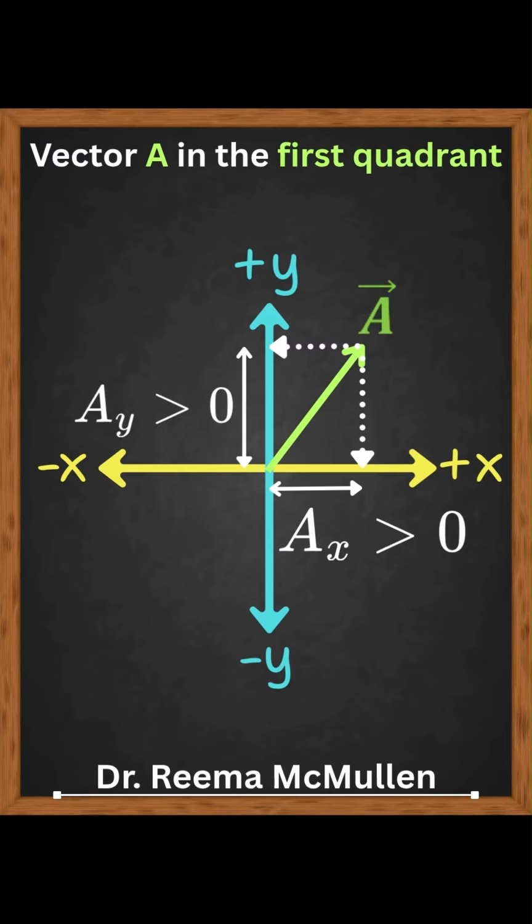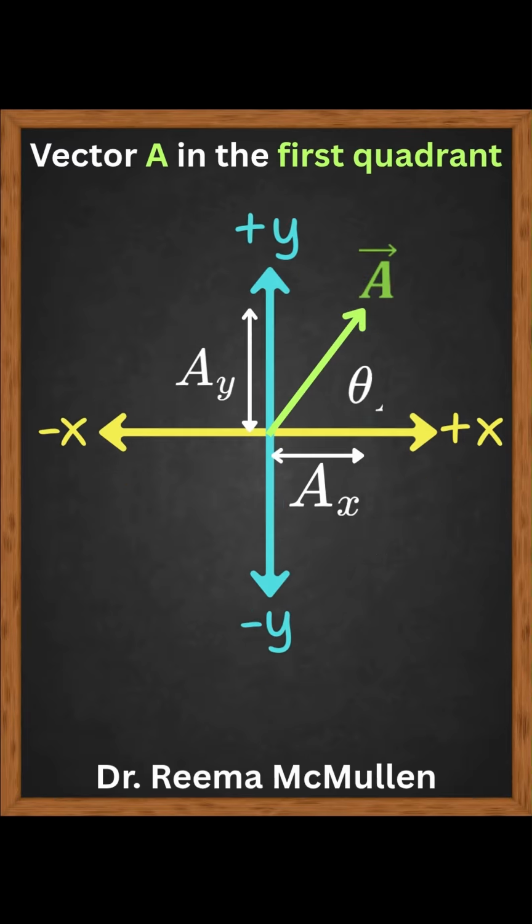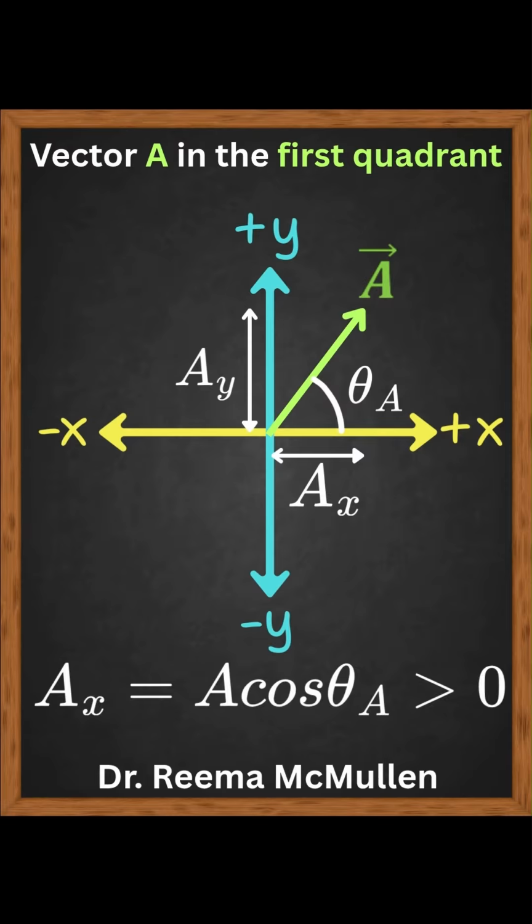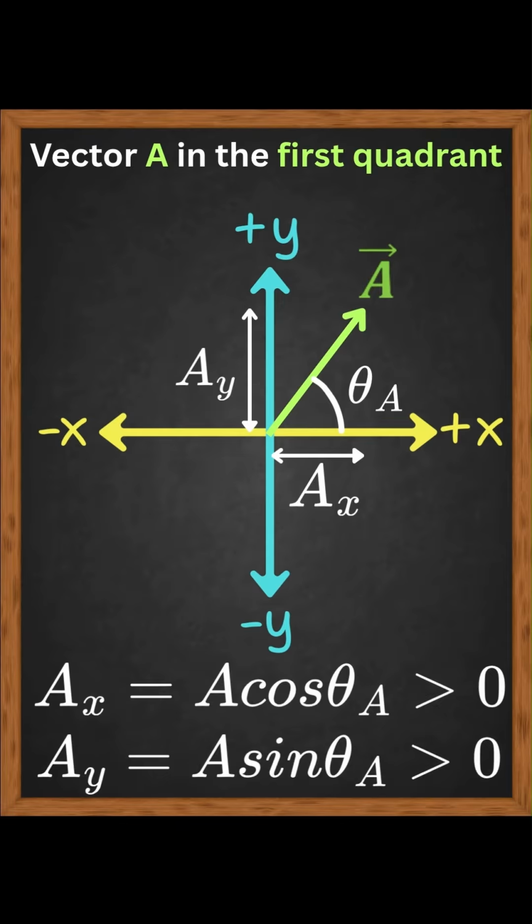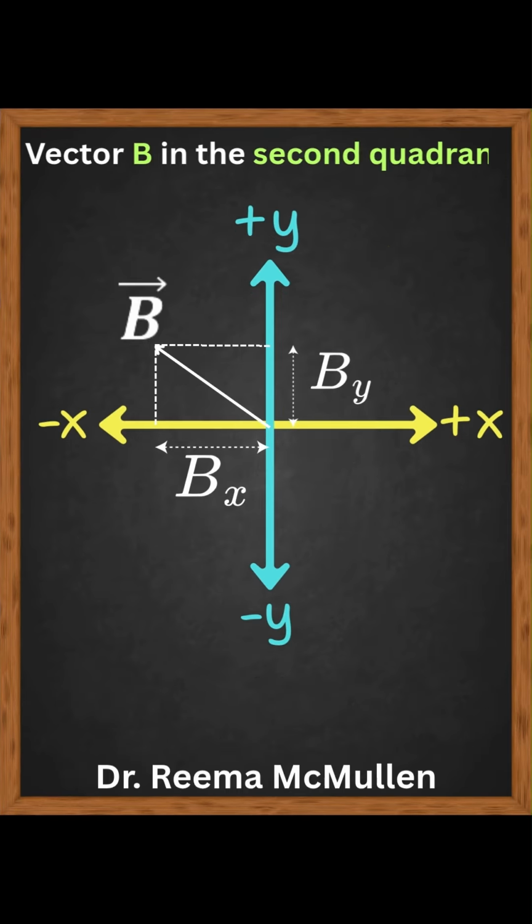The other way to get the value of the x and the y component of a vector is to use trigonometry. Let's say vector A makes an angle theta A with the positive x-axis. In that case, ax equals A cosine theta A and ay equals A sine theta A. Let's now move to vector B in the second quadrant.